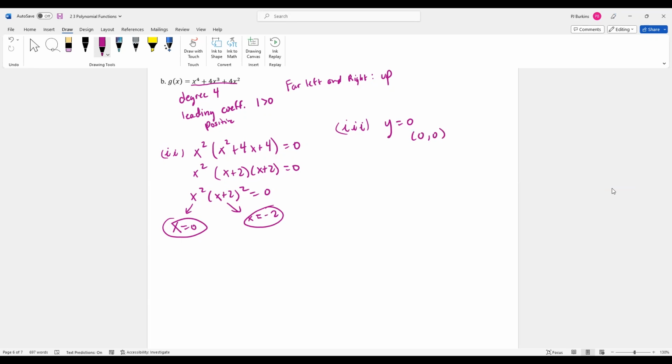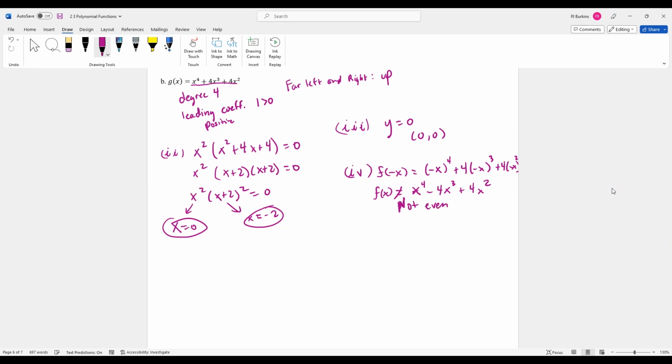All right, next we're asked to tell if there's any symmetry here. So I need to plug into the function. I have f of negative x. That's going to give me negative x to the fourth plus 4 times negative x cubed plus 4 times negative x squared. Even powers become positive, so this is x to the 4th. Odd powers turn negative, so I have this and this. That is not equal to f of x, so it is not even.